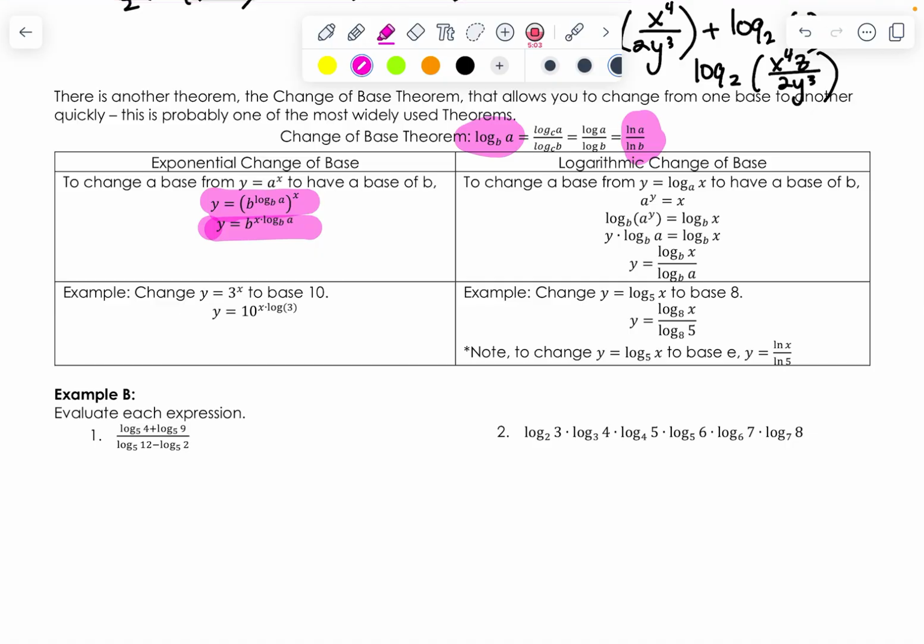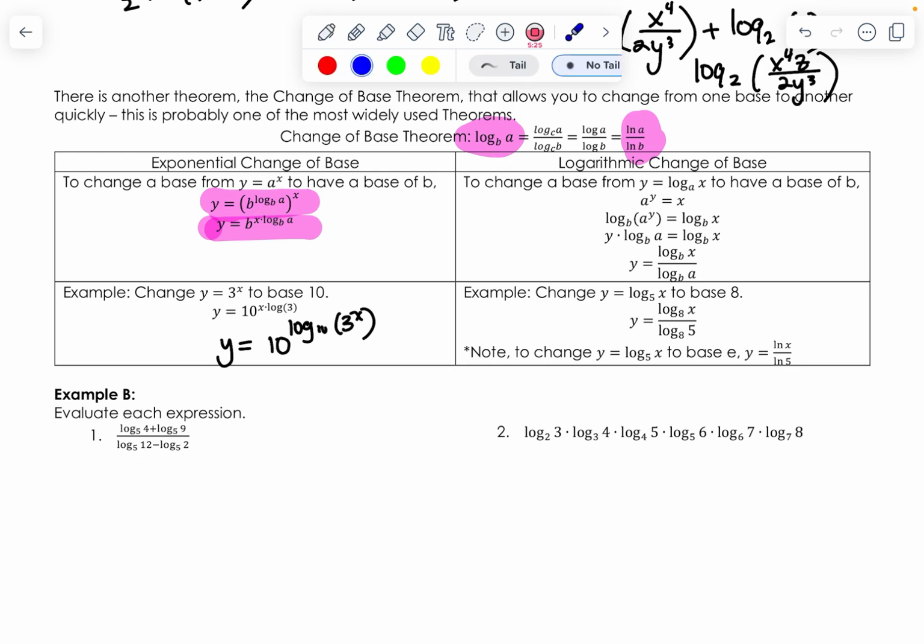So for example, if you want to change y equals 3 to the x to a base b, you would do y equals 10, and I've skipped a step here. Let me put the step in. This would be y equals 10 to the log base 10 of 3 to the x. Then you bring that x down, okay?